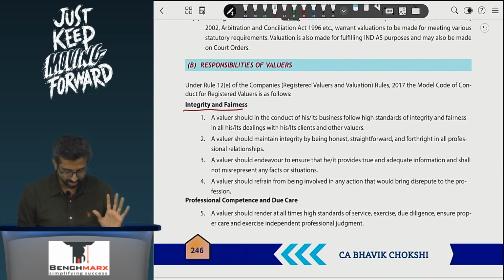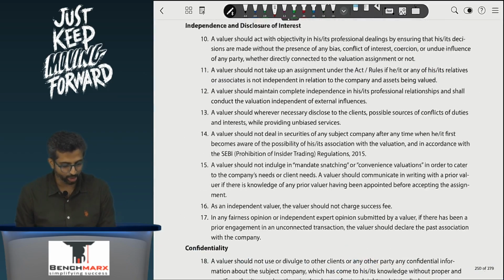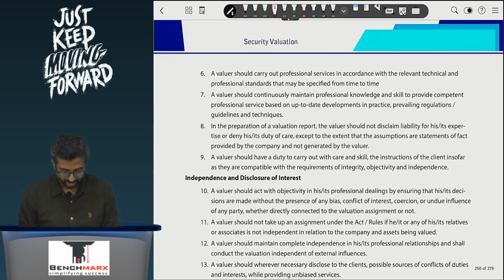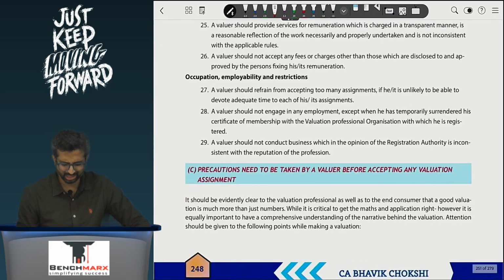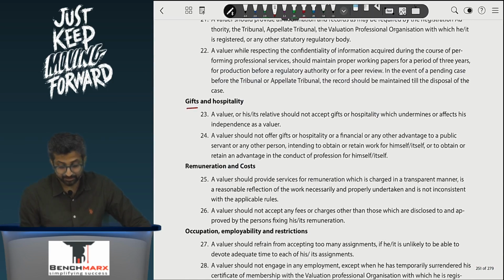Integrity and fairness, professional competence and due care, independence and disclosure of interest, confidentiality, information management. So these are ethics. So अगर आपने ethics वगैरह देखा है, competence, you should have integrity. So these are basic things. Gifts and hospitality जो नहीं लेना चाहिए, right? Okay, if someone gives you, वैसे आपको कोई देने वाला है नहीं, but अगर दे रहा है तो भी आपको बोलना है कि हम लेने नहीं वाले.